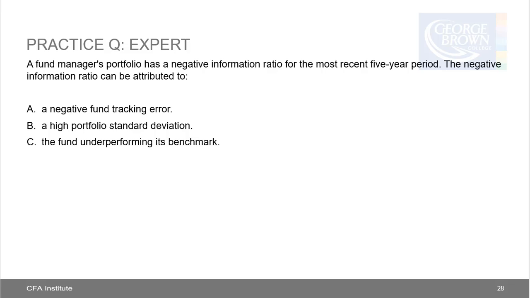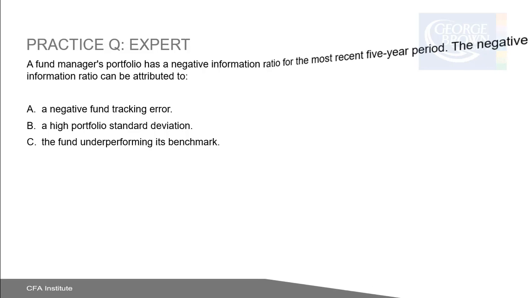So here's a question from the learning ecosystem at the expert level. A fund manager's portfolio has a negative information ratio for the most recent 5-year period. The negative information ratio can be attributed to A, a negative fund tracking error, B, a high portfolio standard deviation, or C, the fund underperforming its benchmark.